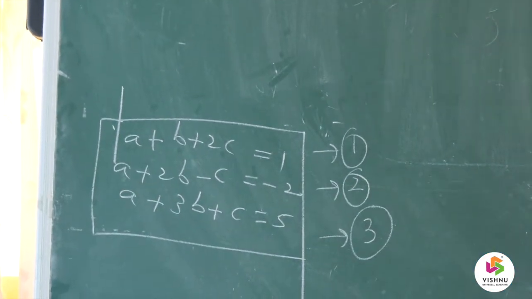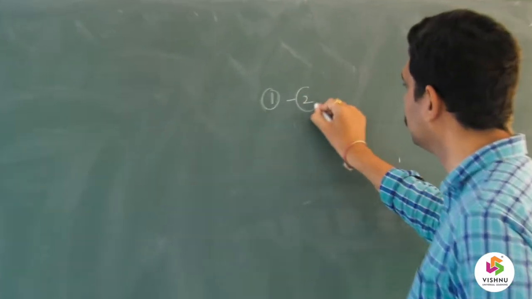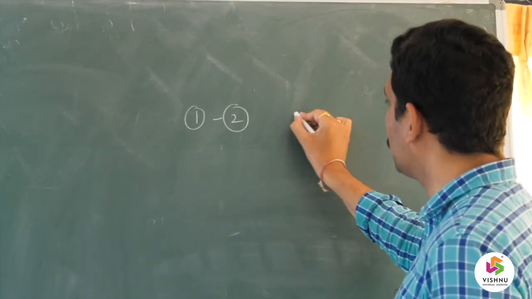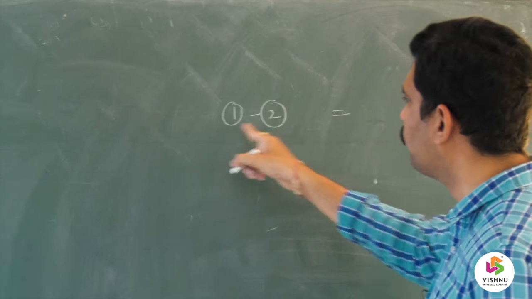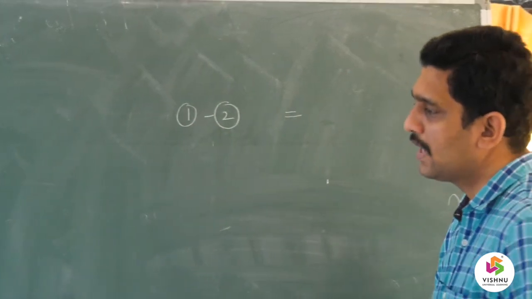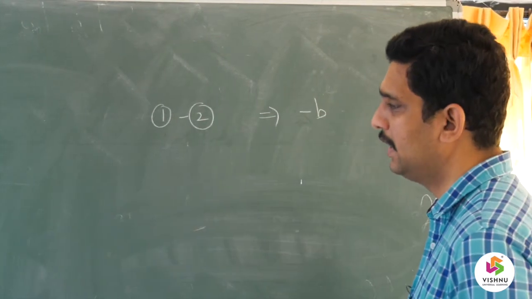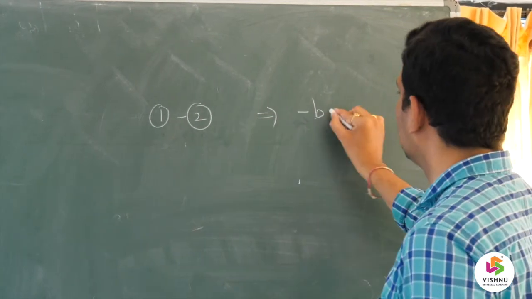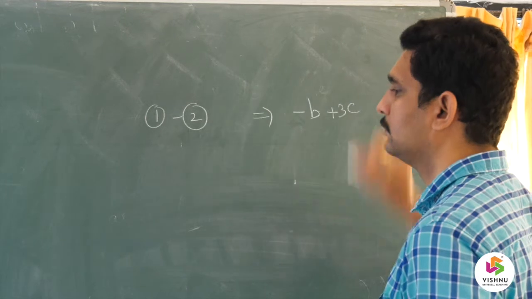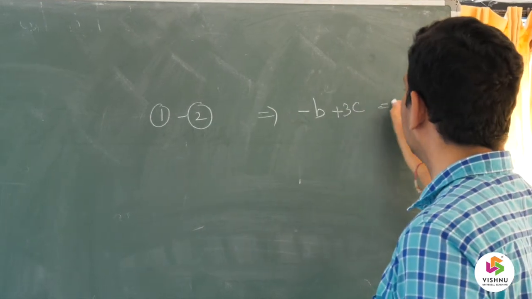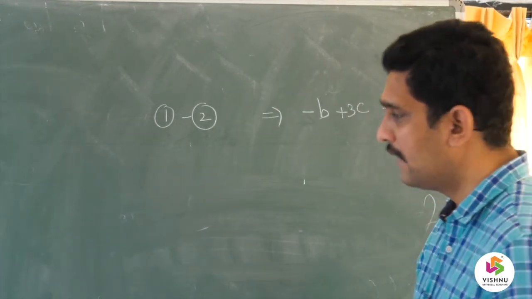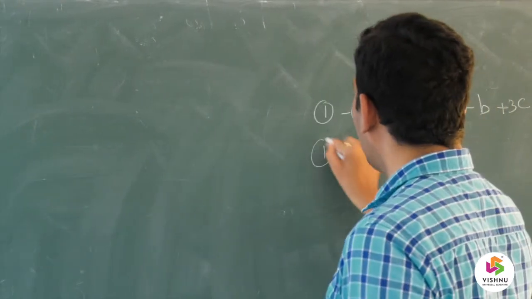So what I will do, I will subtract 1 and 2, so I will perform 1 minus 2. So I am subtracting equation 2 from equation 1. So what happens? It will be minus B and plus 3C is equal to 3. Then I will do 1 minus 3 as well.